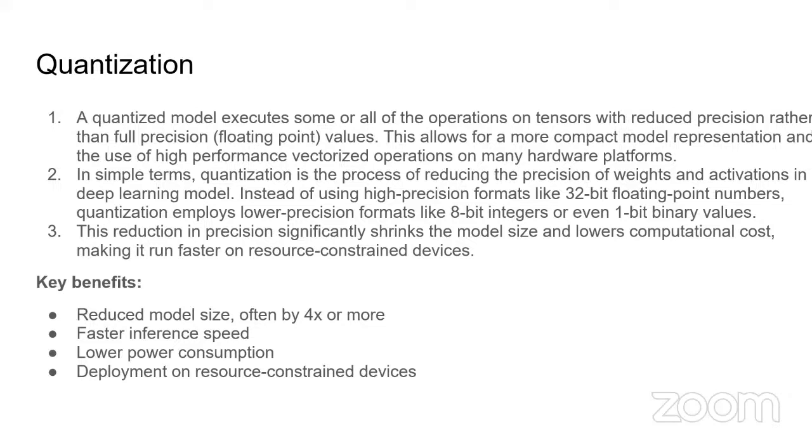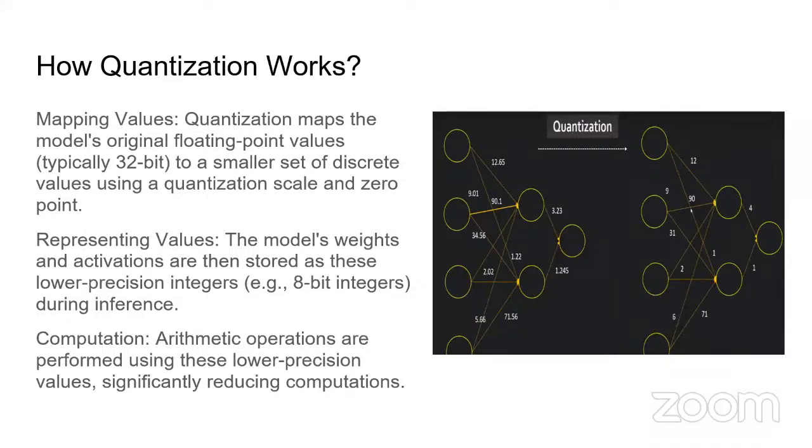Then there is how quantization works. Quantization works in 3 steps. First is mapping values, second is representing values, and third is computation. In mapping values, we take our original 32-bit floating point values, which are mapped to smaller sets of discrete values using a quantization scale and a zero point.